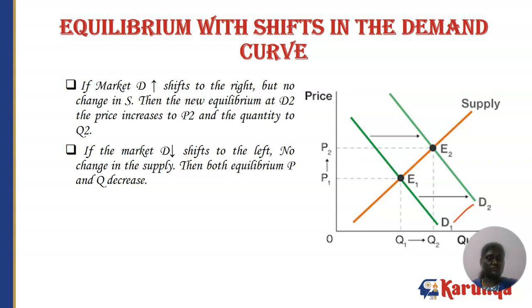And if demand falls, that is, it shifts to the left, reversing back, with no change in the supply, then both the equilibrium price and quantity decrease. That is, your price decreases as well as your quantity.